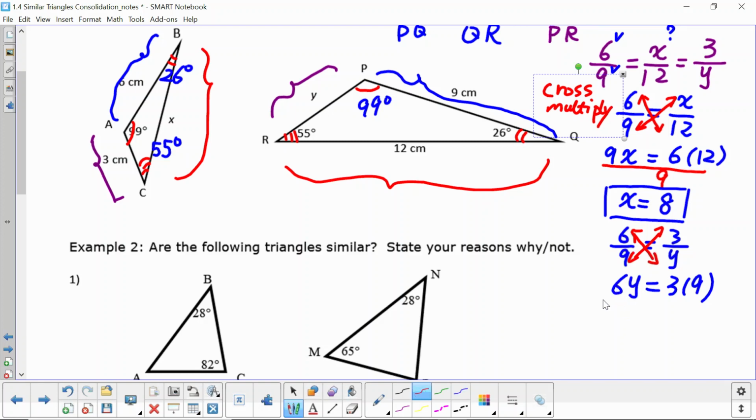6 times y, the opposite operation will be divide. Then you will have y, 6 divided by 6 is 1y. Then it's 1 times y equals 3 times 9 divided by 6. It will give you 3 over 6 is half, 9 half is 9 over 2, or you could give 4.5 in decimals.